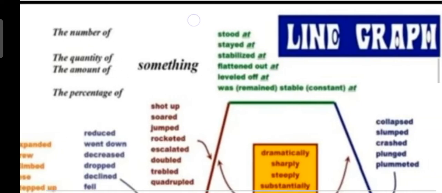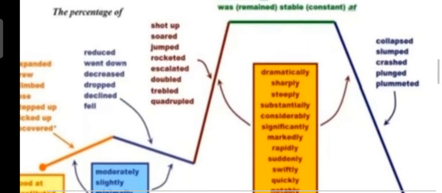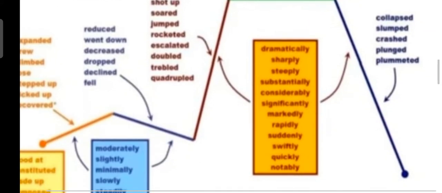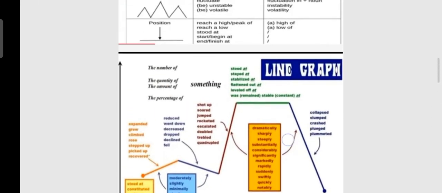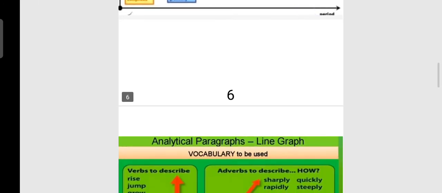And the next blue line, it is given. This is collapsed, slumped. Again it is a sharp decrease. So crashed, plunged, plummeted. All these we can use for decreasing trends. So this way we can explain the line graph.